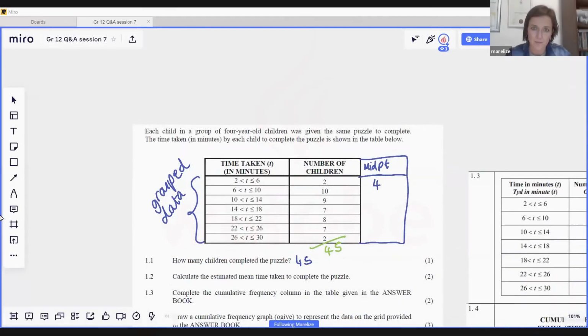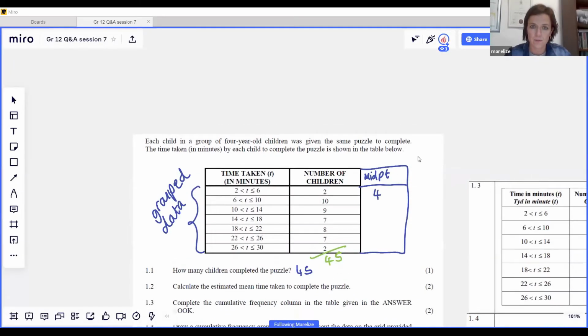Let's back up a secky. Let's back up a secky.